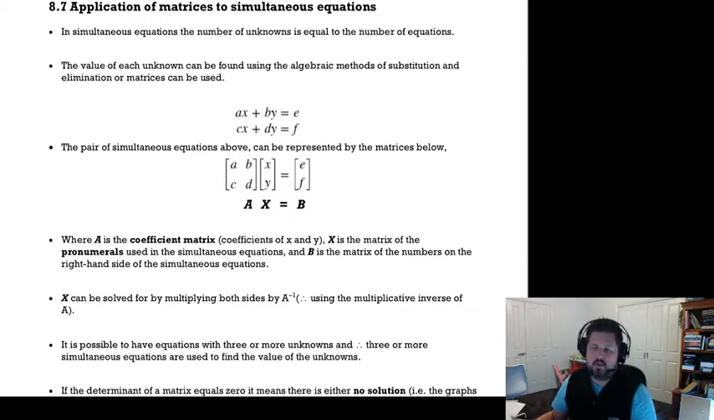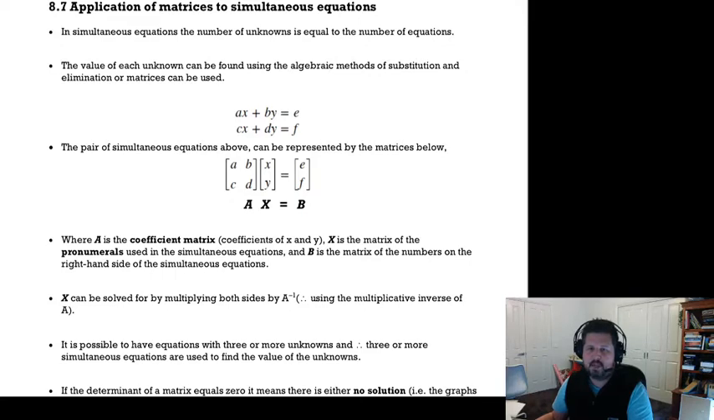If we're thinking about what each of these matrices are called, this one here would be matrix A, this one here would be x is equal to matrix B here. Now, if we refer to them as such, it says where A is the coefficient matrix, which are all the numbers that are in front of the variables. These are going to be the coefficients of x and y. X, this one here, is the matrix of the pronumerals, as we had a chat about, using that simultaneous equation, and B is going to be the numbers on the right hand side of the simultaneous equations. Cool, we already spoke about that.